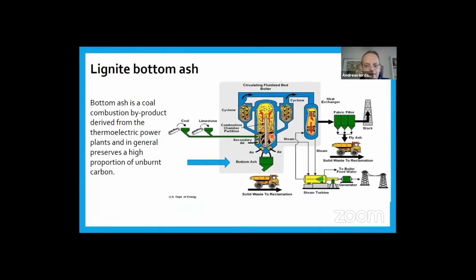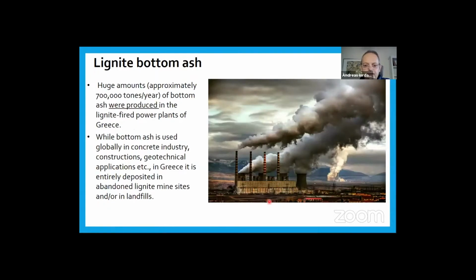Talking about lignite bottom ash in Greece, here you can see a typical lignite-fired power plant in our region. We used to have, not now, huge amounts of bottom ash in the lignite-fired power plants of Greece, and especially in our region, approximately 700,000 tons per year. We know that this ash, after careful processing, is used in the concrete industry or in geotechnical applications around the globe. But in Greece, unfortunately, it is entirely deposited in abandoned lignite mine sites or in landfills.